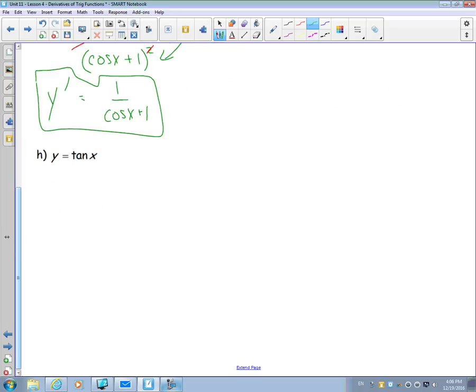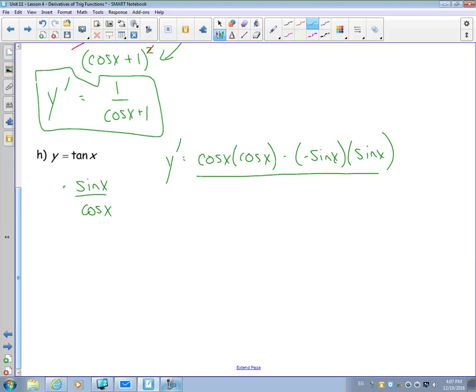Speaking of which, that leads us to tan. Now tan is not something I've given you a derivative for, but we know that tan actually means sine x over cos x. Again, an identity. So if I want to take my derivative for this one, the derivative of sine on top is cos times the entire bottom, minus the derivative of the bottom, which is negative sine times the entire top, all over the bottom, which is cos squared.